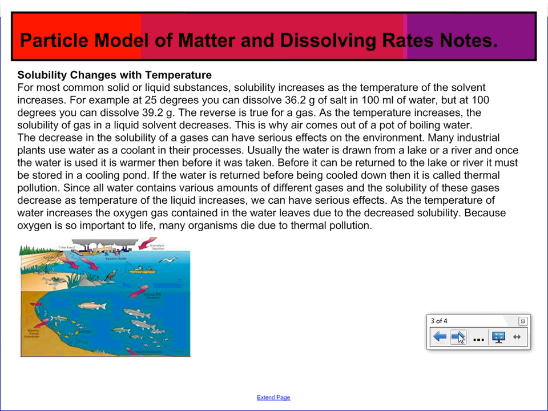The reverse is also true for a gas. As the temperature increases, the solubility of a gas in a liquid solvent decreases. This is why air comes out of a pot of boiling water. The decrease in the solubility of a gas can have serious effects on the environment.